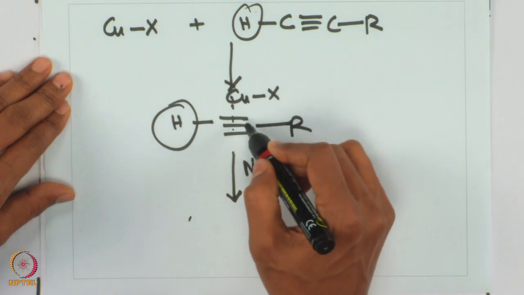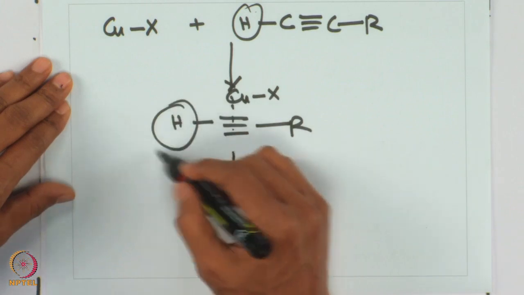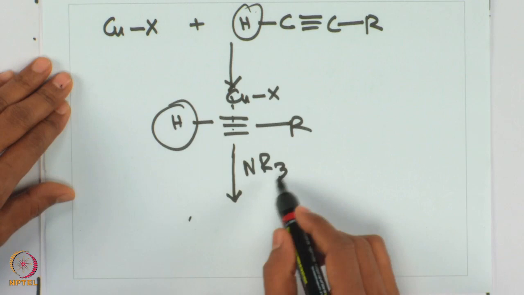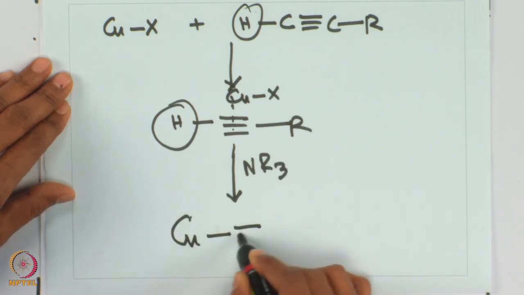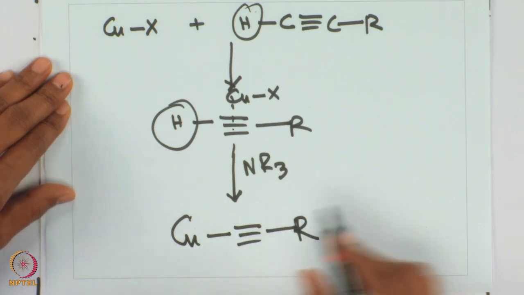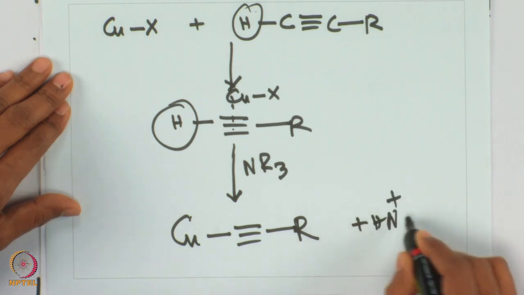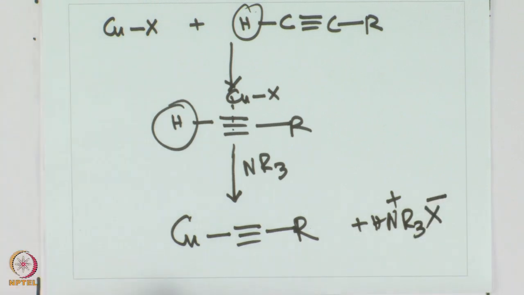Once it is interacting with copper, then the pKa value goes down, and the lower pKa value ensures that this proton can now be abstracted by the amine. In the process you have the copper acetylide intermediate formation and you get HNR3X, right, HNR3X you overall get from this process. Now, this is very simple. So, the role of copper we do understand now.